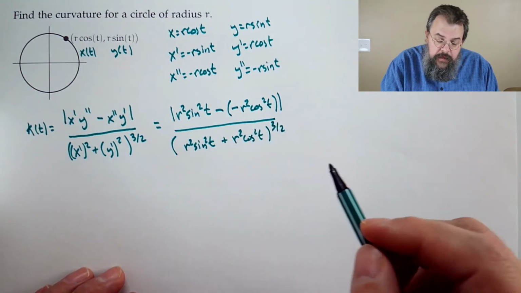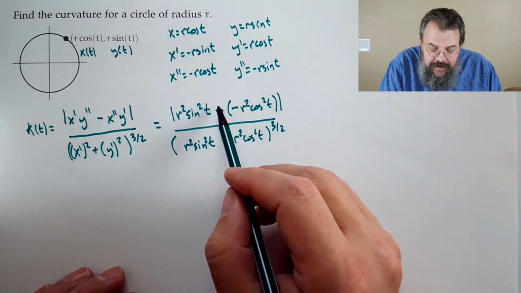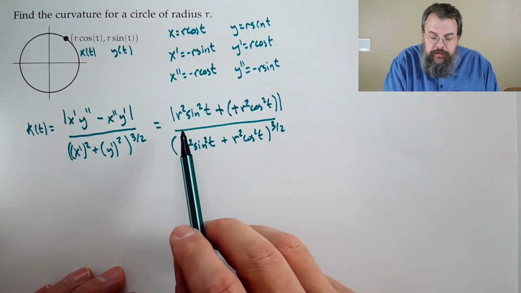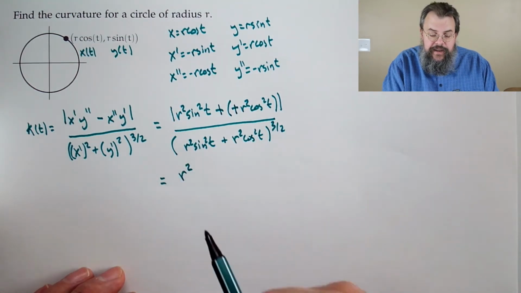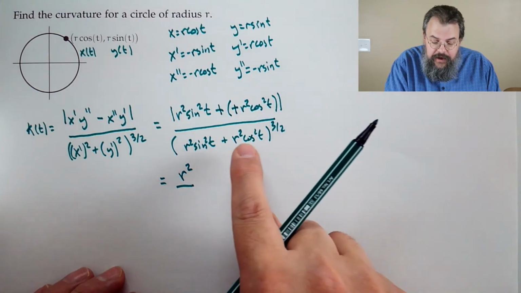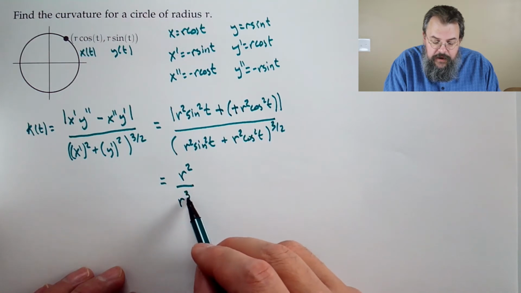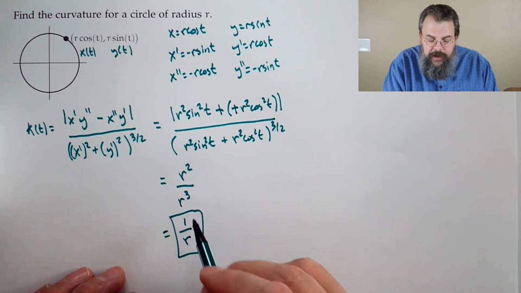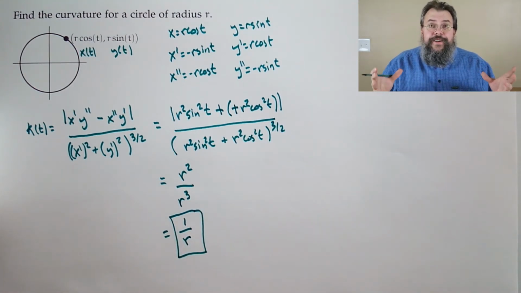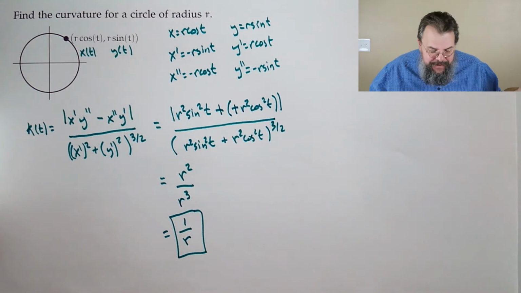And now we're like, wow, this is so good. See, minus a minus makes a plus. So upstairs it's really r squared. We don't need the absolute value, it doesn't do anything. Downstairs, sine squared plus cosine squared makes 1. It's really r squared to the 3/2, which makes it r cubed, which leaves us with 1 over r. And therefore that's the curvature. Now notice what's not there. There's no t. None. There's no t involved anywhere in here.